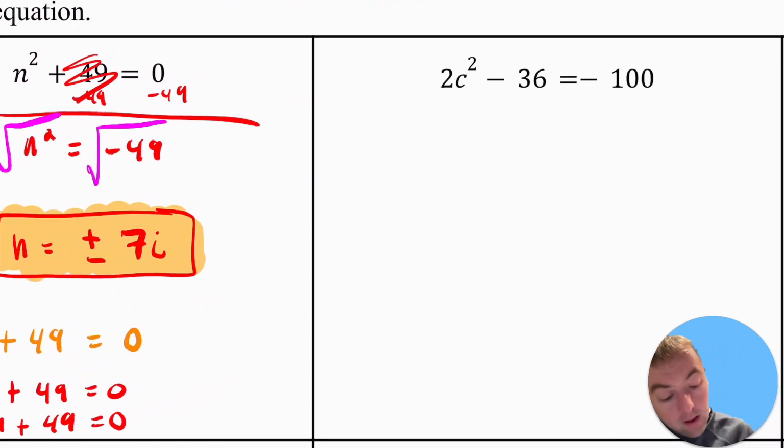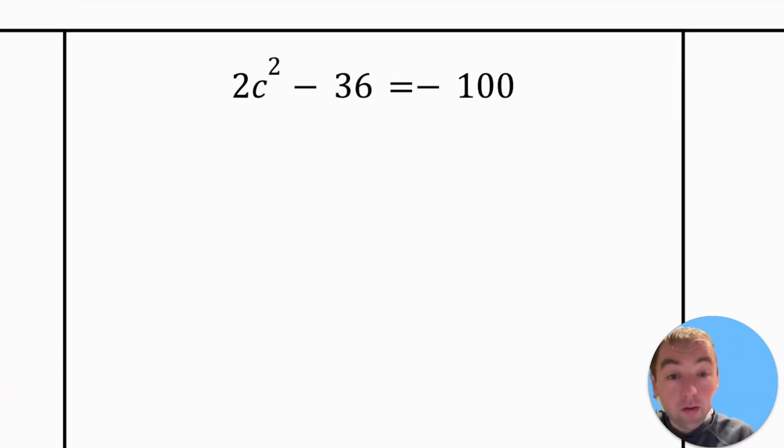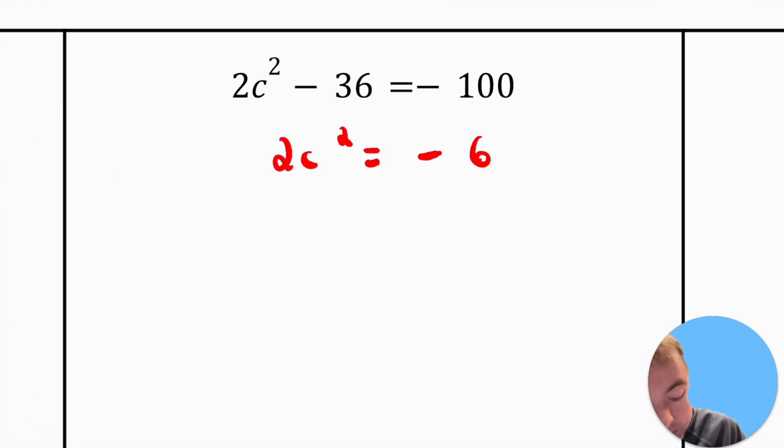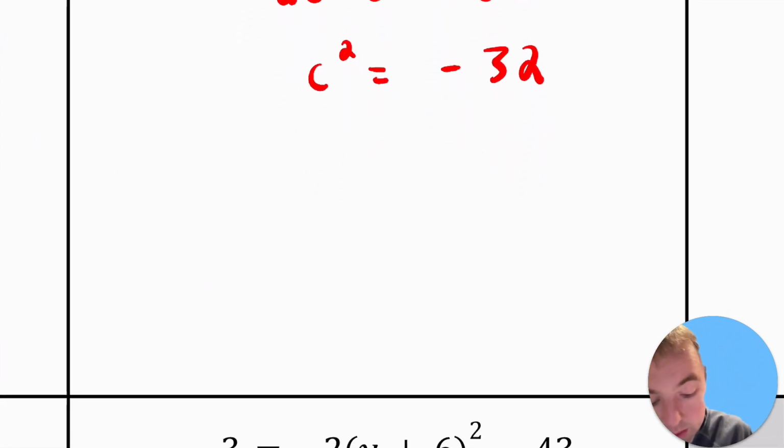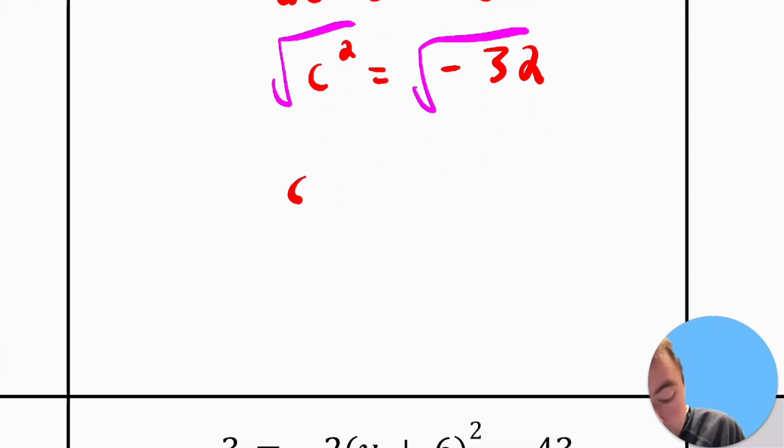Okay? All right, so just looking at some other examples right here, I'm going to add 36 and divide by 2, so I get the c squared alone. So if I add 36, first of all here, you're going to end up with negative 64 on that side if you add 36. And then if you divide by 2, you're going to get negative 32 is equal to the c squared, okay? So similarly, we can do the square root property right here. So I'm going to square root that, and I'm going to square root that. So we know for sure we're going to get plus and minus because we're square rooting.